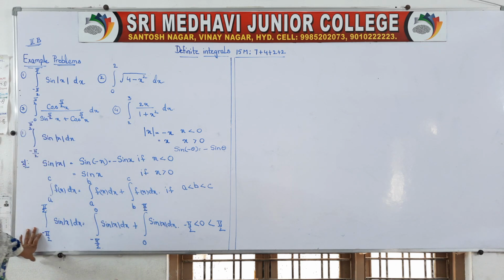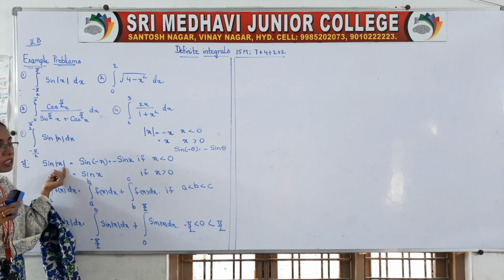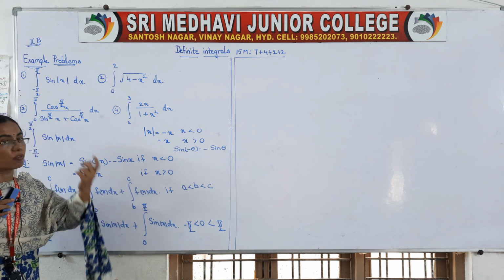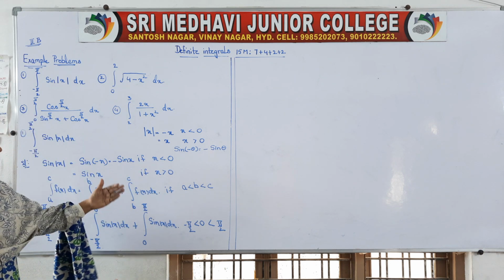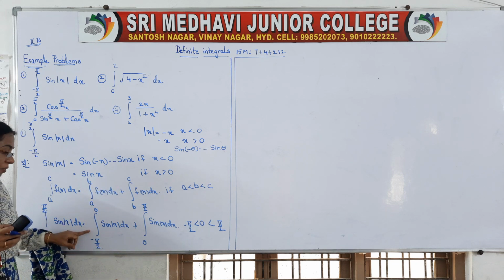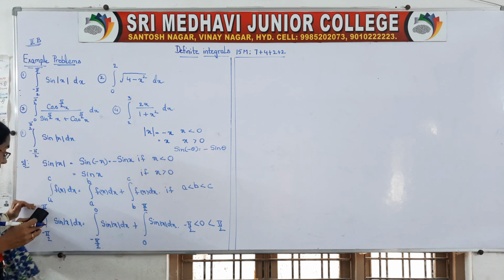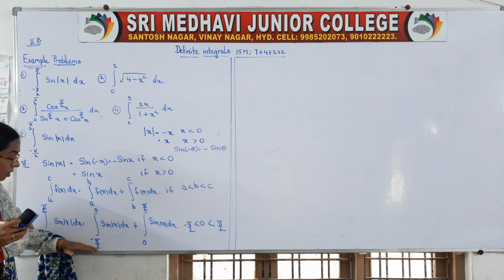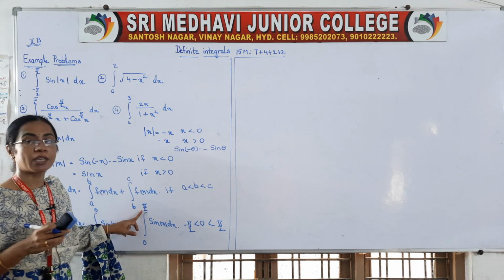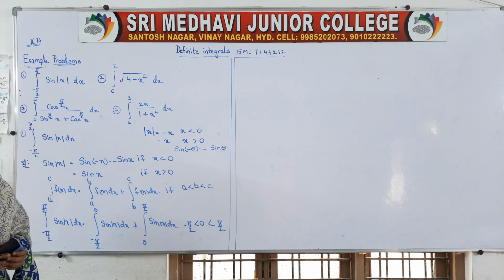So here also we are doing like this. You can ask why you are doing like this: actually mod x is given. So this mod x value is one value if x is less than 0, and another value if x is greater than 0. For that sake, here we have taken minus pi by 2 to pi by 2 as minus pi by 2 to 0, and 0 to pi by 2. We can take the value.